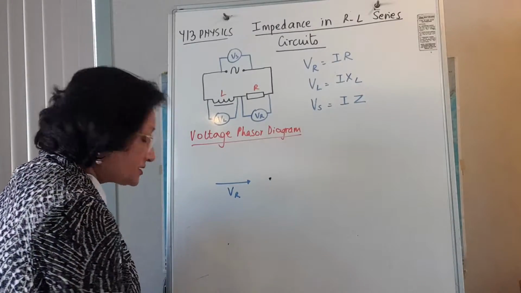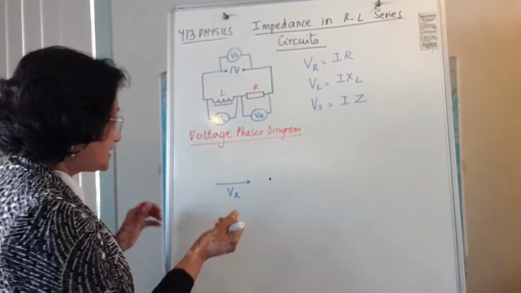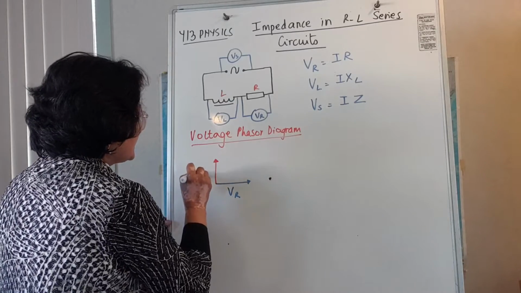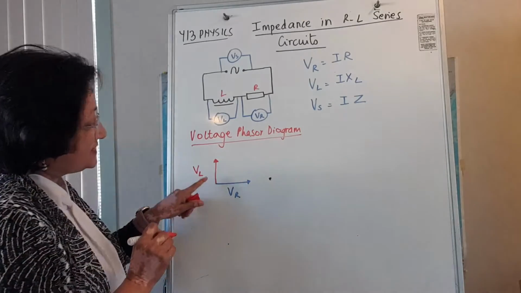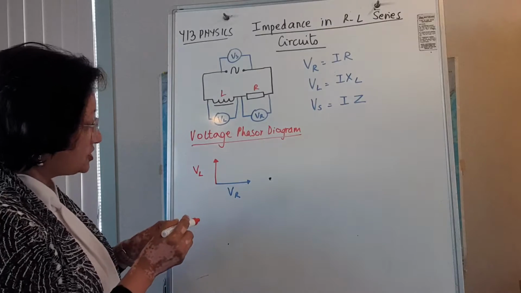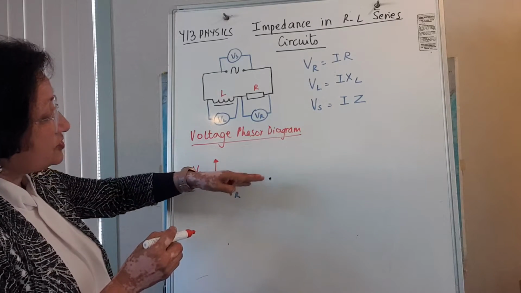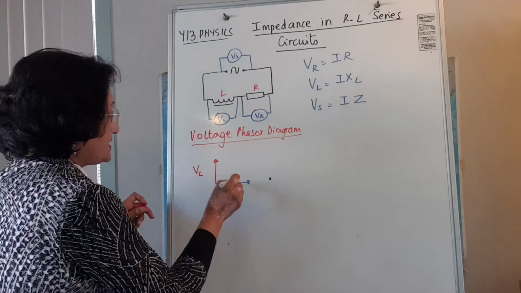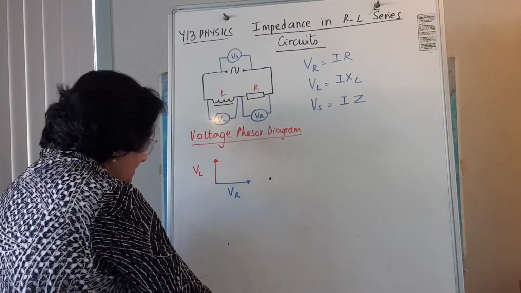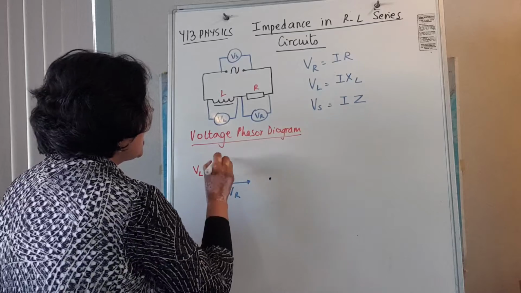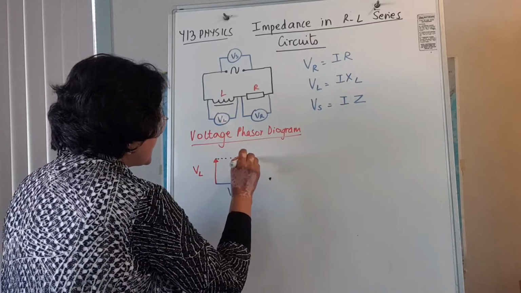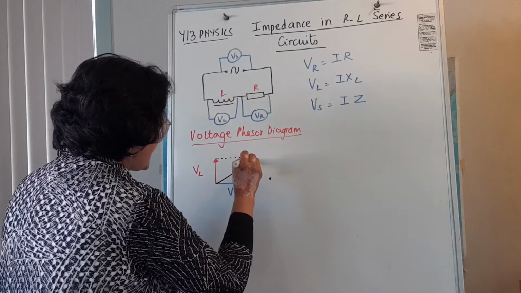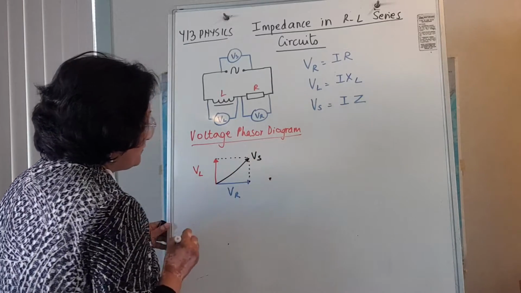Phasors are rotating radius vectors. The voltage across the inductor is given as VL, which is 90 degrees ahead of the voltage across the resistor. Phasors, we just say they go anti-clockwise, so that one leads, that one lags. And how do we get the supply voltage? That's done by completing this parallelogram. So you're drawing parallel lines, and the diagonal gives you the supply voltage.